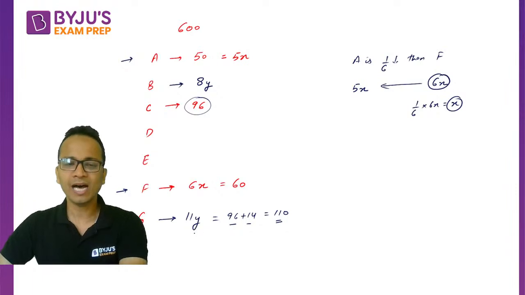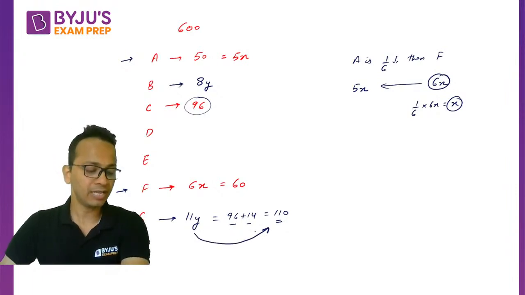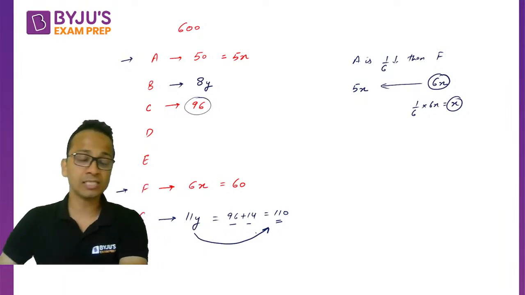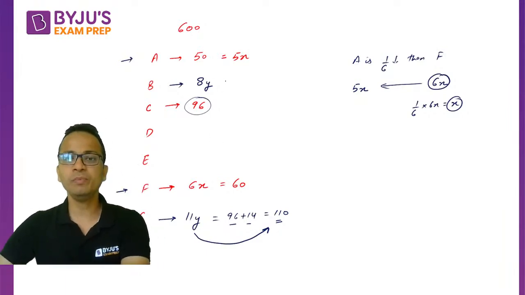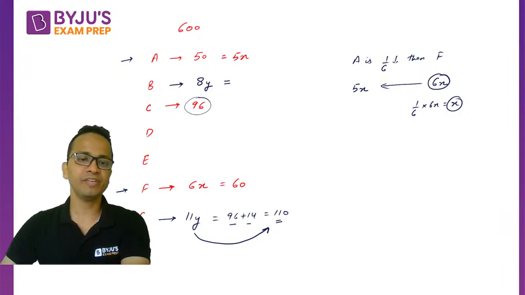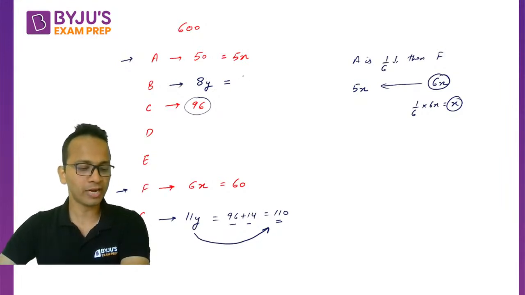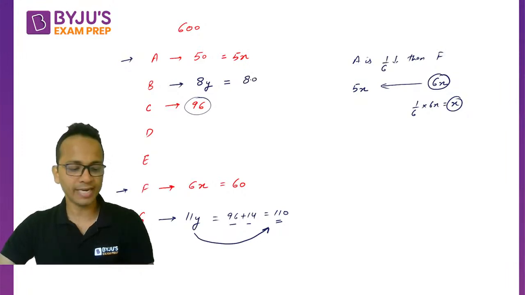Right? Now, if 11y is 110, then what will be the value of 8y? If 11y is equal to 110, what will be the value of 8y? Yes, all of you can write it. Right? So the value of 8y will be equal to 80. Perfect, all of you.